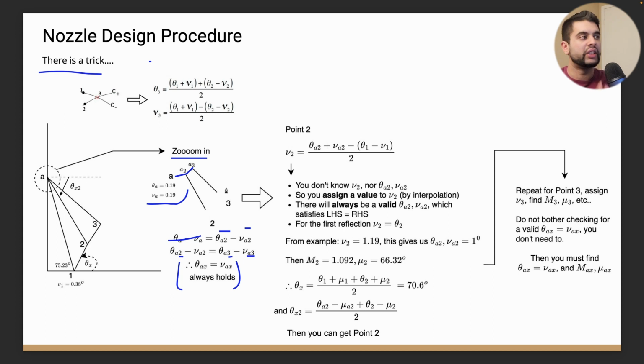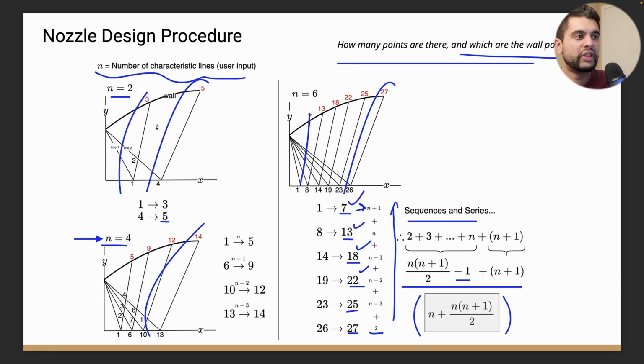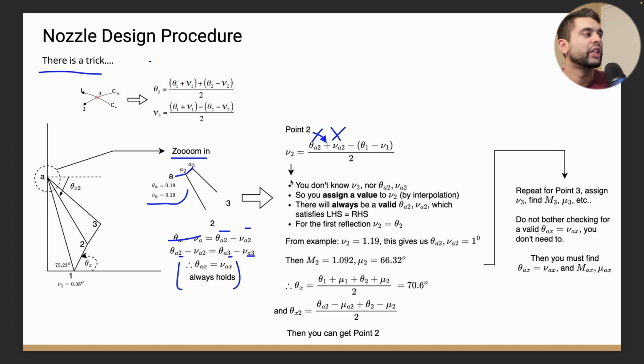You find point 2. I will tell you now. For point 2, you assume that again it's at A2 and A3. You don't know these yet, right? And you also don't know nu 2. What do you do for the first set of reflections? So let's say, for example, for these points here, the first reflection, you need to do interpolation. You assign a value to nu 2 by interpolation. You know this angle is 0. This is, you know what this is, nu 1.38. No matter what you do, there will always be a valid theta A2, nu A2, which satisfies this formula here.